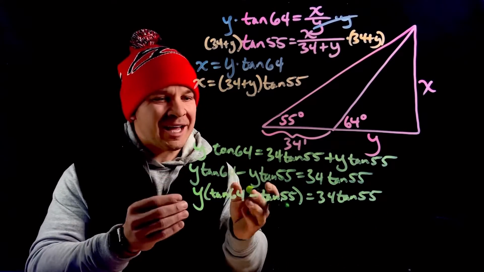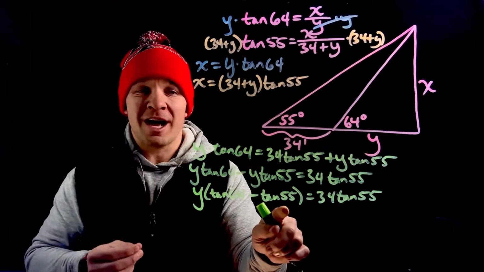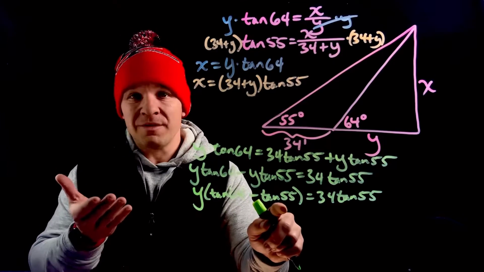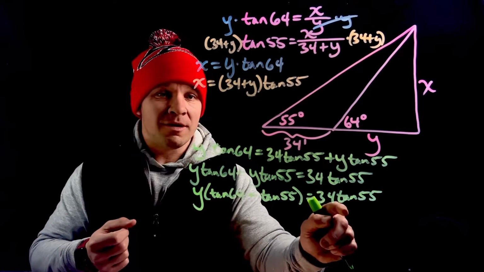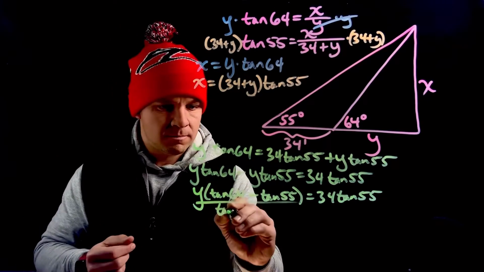Now, why is it significant that I have only tangents left over with numbers? This right here is just a number if you plug it in your calculator, a nasty decimal. Same with this guy over here. So if I have a variable times a number, even if it's an ugly decimal, equals a number, I can just divide by that number to get y by itself. We're going to do just that.